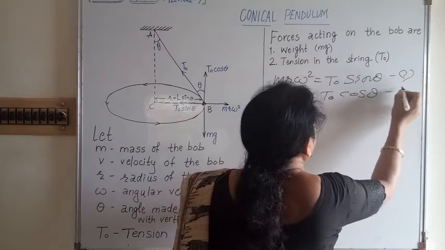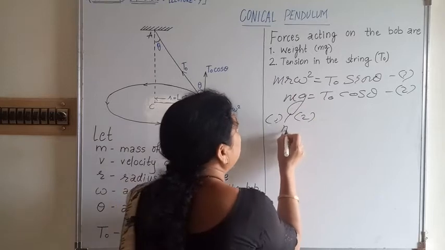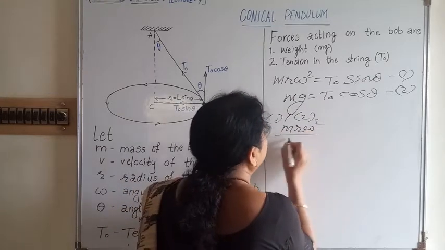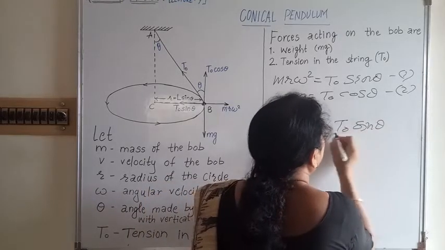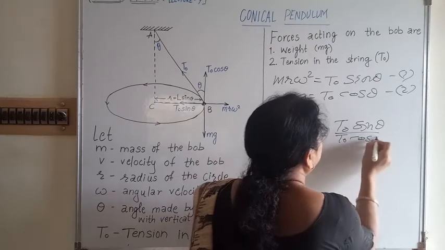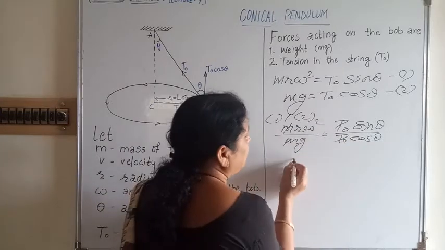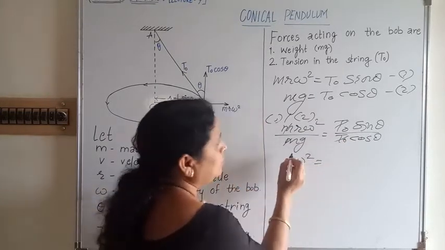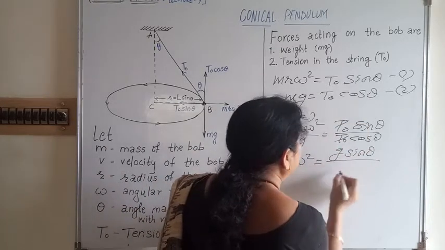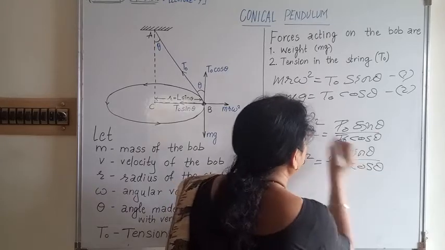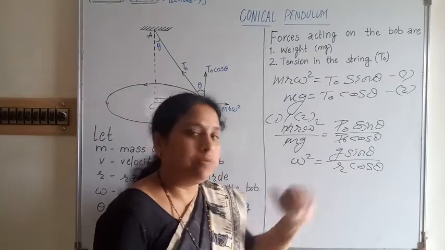Again we divide equation 1 by 2. When we divide this equation, we get mr omega square upon mg equal to T0 sin theta upon T0 cos theta. M gets cancelled, T0 gets cancelled, and you can find the equation for omega square only. Omega square is equal to g sin theta upon r cos theta, with g coming to this side and r shifted to the denominator. So this is the equation for omega square that is given here in your book.